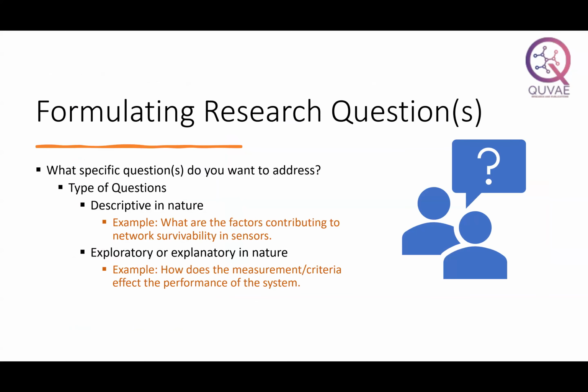Okay, so first we look at formulating a research question. When you formulate the research question, it has to be a clear, well-defined question. Because as I said, this is the first crucial step in your research. So you have to know what specific questions you want to address. There are two types of questions you can ask: either descriptive or exploratory or explanatory.